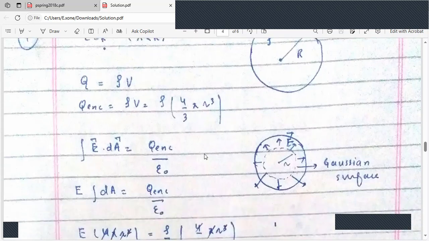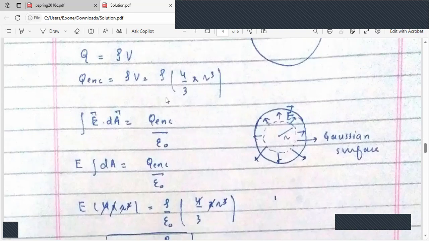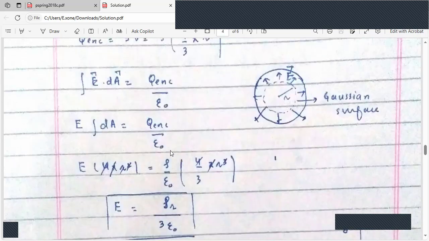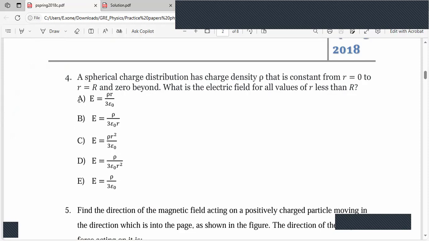So again, using Gauss's law, we know that the electric field is constant, so we can take it out of the integral, and the area of the sphere is 4 pi r squared. Putting the value of the charge enclosed in that equation, we can easily find the electric field. We can see that the electric field is increasing linearly because of the factor of r inside the charged sphere. So the answer here is A.